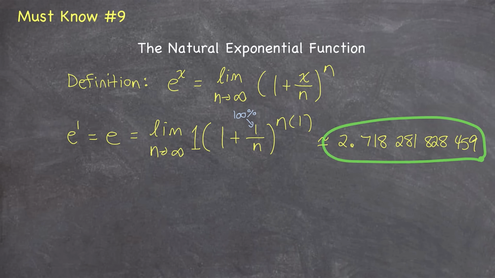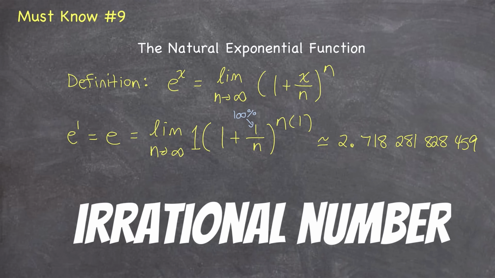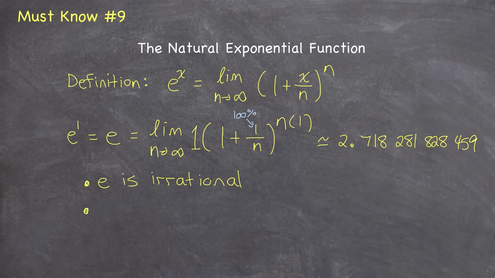Now this value e is what we call Euler's number. It keeps on going forever with no patterns or repeats. So it can't be expressed as a fraction, which means that e is an irrational number. And another thing I want to note is that when we make the base of a logarithm e, we call it the natural logarithm, and our notation for that is ln of x, the natural logarithm of x.